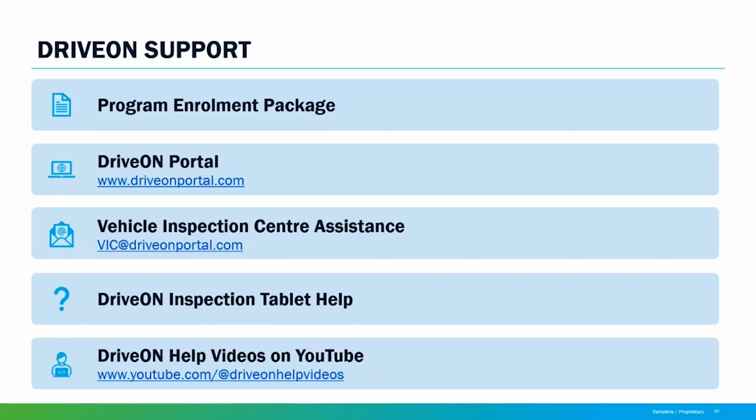All VICs have access to the VIC assistance line. If you do email us, please ensure you provide your VIC name and VIC ID number in the email so we can better assist you. Technicians are able to use the help feature available on the inspection tablet on each screen. And you can also visit our YouTube channel to watch many help videos.